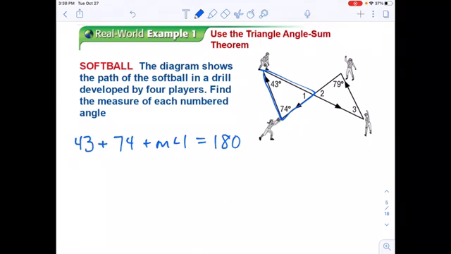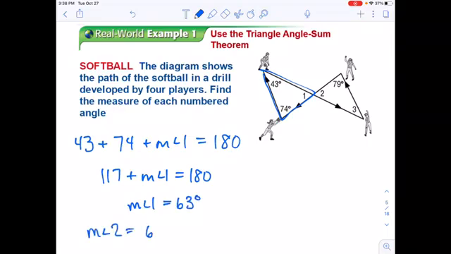So I add these things. I get 117 plus the measure of angle 1 equals 180. So my answer for the measure of angle 1 is equal to 63 degrees. Now the measure of angle 2 is pretty easy to get from there. They are vertical angles, which means that the measure of angle 2 and the measure of angle 1 are congruent. So they're both 63 degrees.